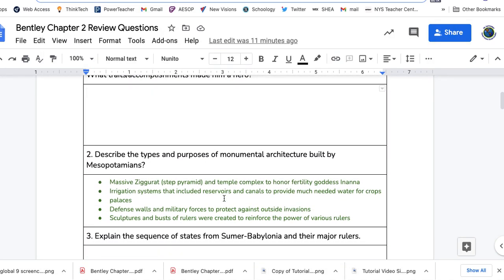If I roll down into here, you'll see a few things that I'll help you with: building massive ziggurats, looking at irrigation systems, defense walls. I did include palaces. It looks a little more subtle here, but sculptures and busts as well. So your job is to describe the types and the purpose. Don't just give a list. You should be explaining those a little bit better.